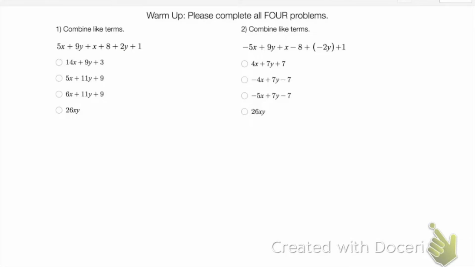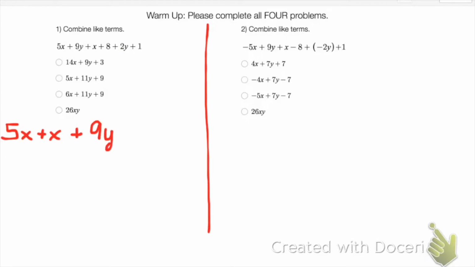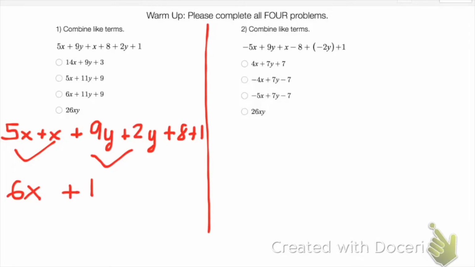If we have 5x plus 9y plus x plus 8 plus 2y plus 1, we realize that 5x plus x can go together, so we're going to put them together. And 9y plus 2y can go together, and then 8 plus 1. So 5x plus x equals 6x, 9y plus 2y equals 11y, 8 plus 1 equals 9. So the answer is going to be 6x plus 11y plus 9.